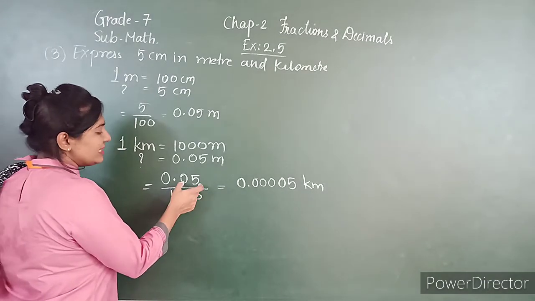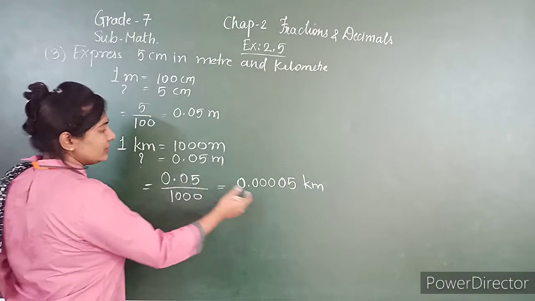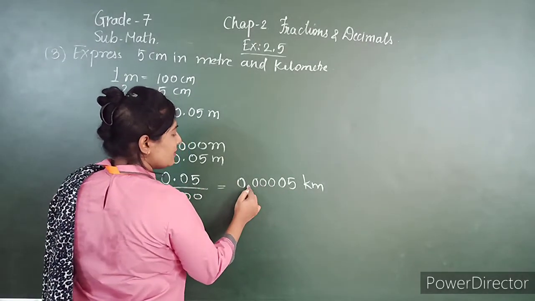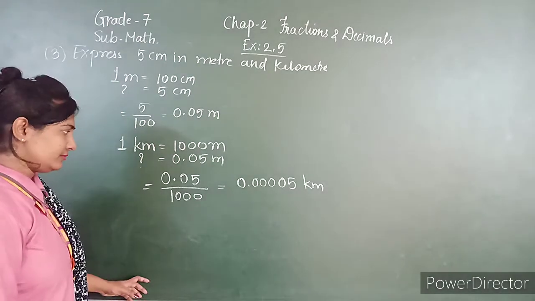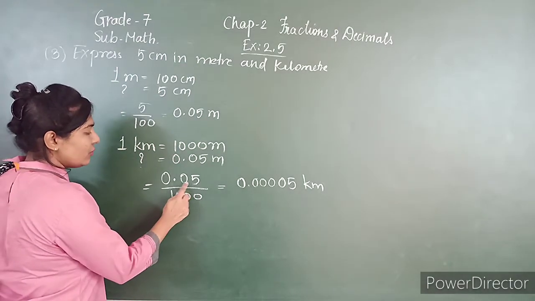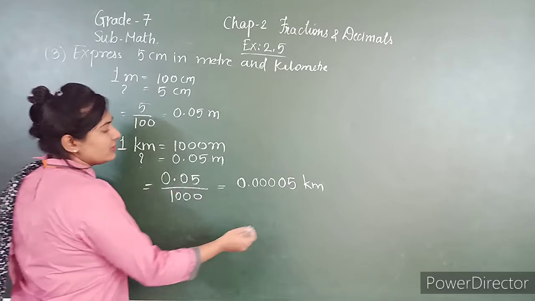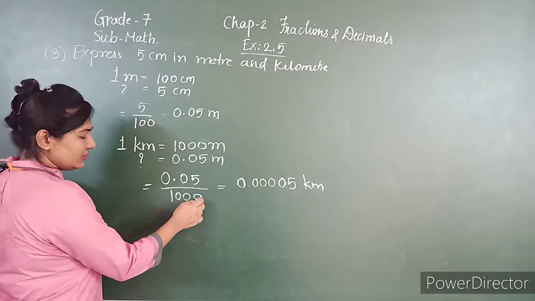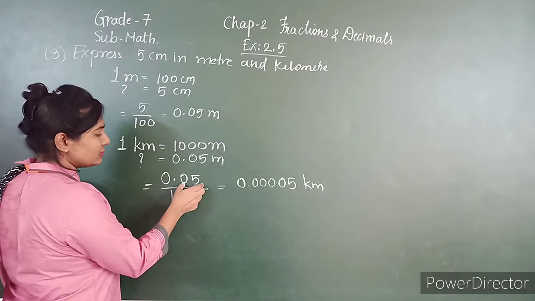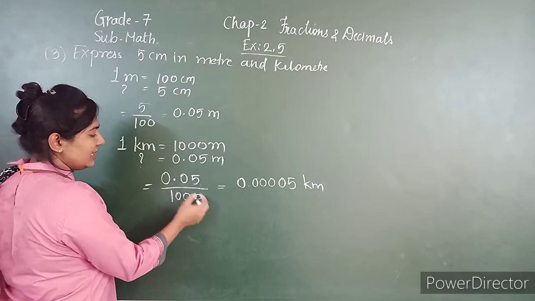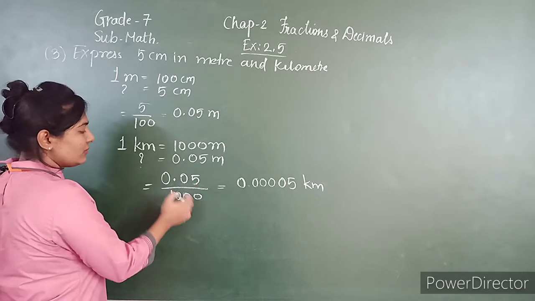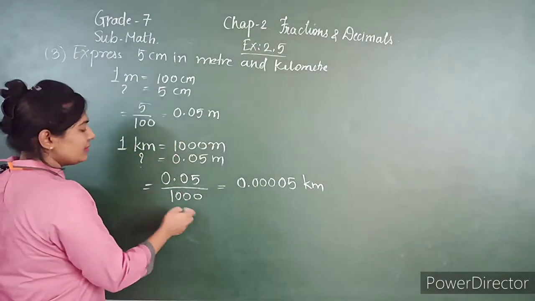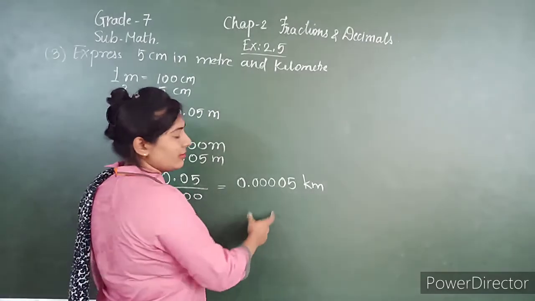Here 3 zeros are there. So we need to put the point before 5, counting 1, 2, 3, 4, 5. So before the 5 we have to put the point, because 3 zeros are already there, and then we have to count this also. So this 3 and this 2, that is 5. So we need to put the point before this 5 number.